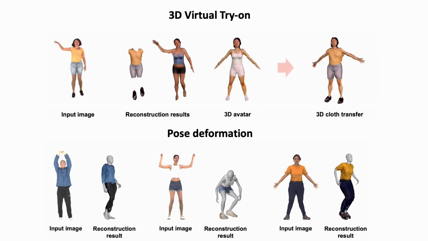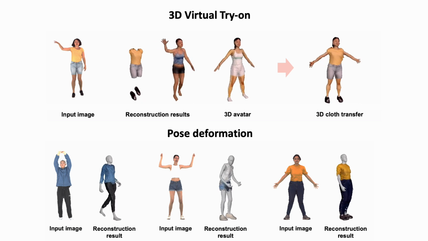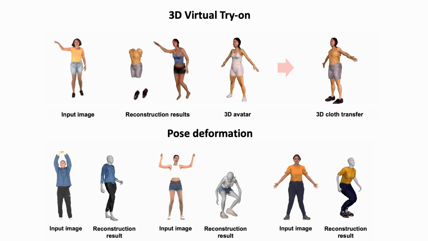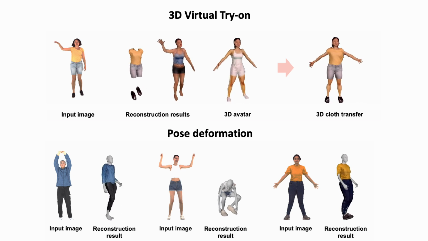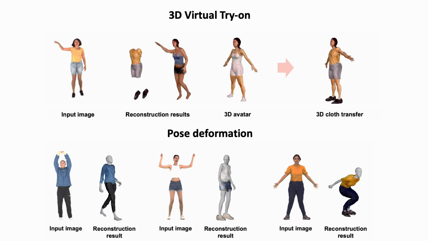Additionally, the reconstructed 3D clothes can be transferred onto other human bodies, enabling 3D virtual try-on. And our reconstructions are animatable, so we can synthesize other human motion sequences.